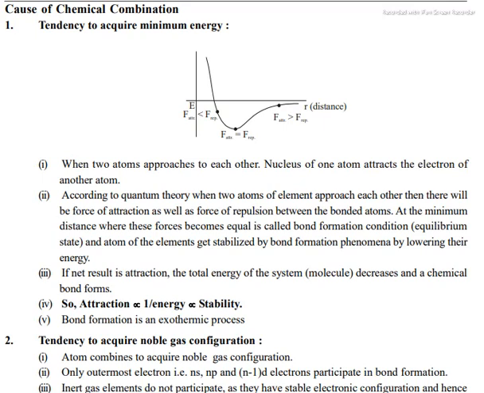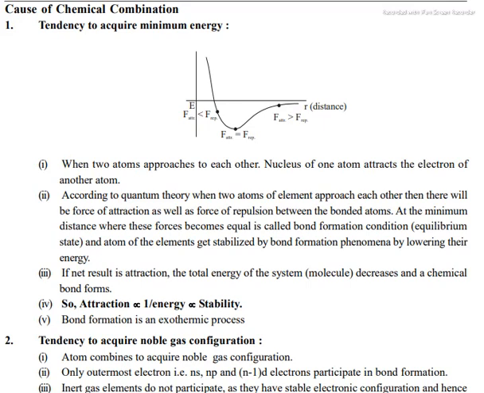Now the question comes to our mind, what are the causes of chemical combination? The most important cause is the tendency to acquire minimum energy. Why will any element acquire minimum energy? When two atoms approach each other, let us take the example of H2. When one hydrogen atom approaches another hydrogen atom, the first atom's nucleus attracts the second atom's electron toward itself and vice versa.